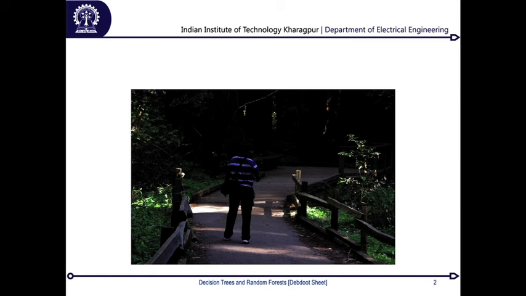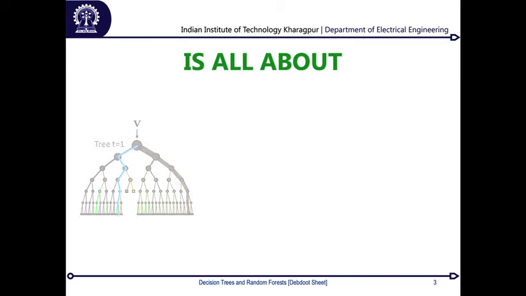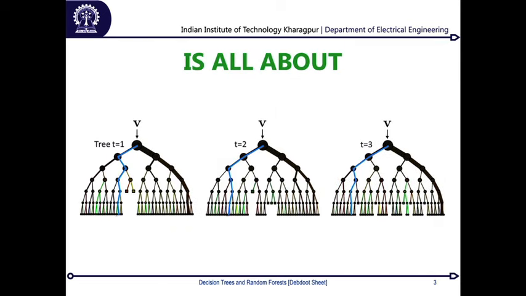So to start with, it's obviously not about jaywalking in a forest as you see over here. It's actually all about these kinds of structures we are looking at, and each of them is called a decision tree, and if you collate all of them together it's called a decision forest, from the fact that a lot of trees make up a forest.